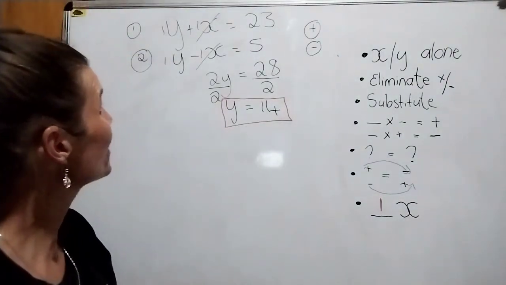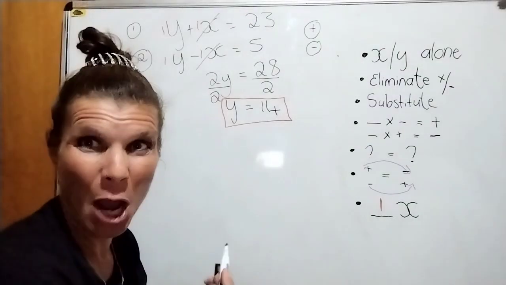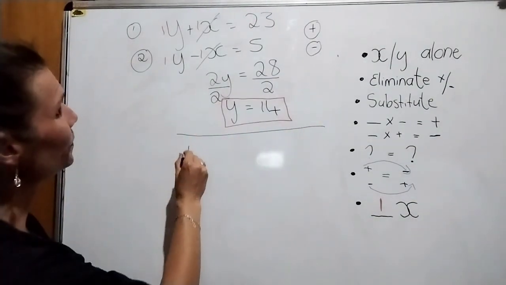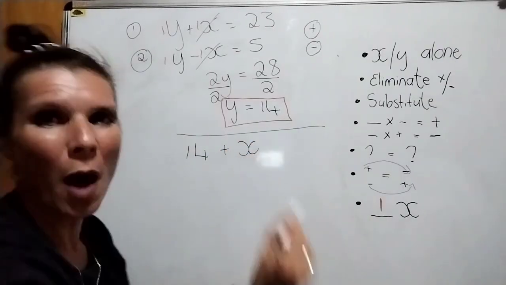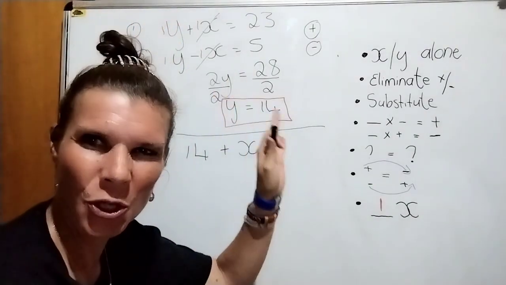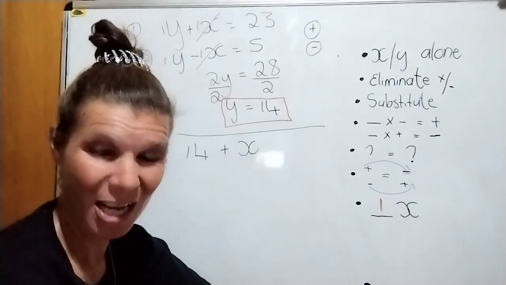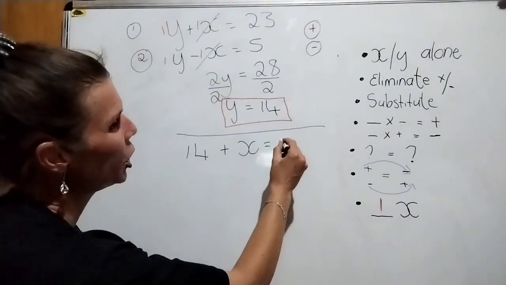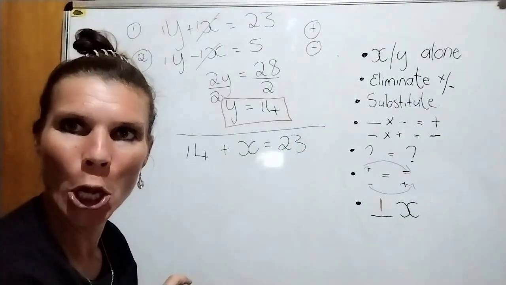Now it's time to go on for my x. I know now y is 14. 14 plus x. Why do I use my first equation? It's easier to work with pluses than with minuses, because a plus stays the same. Equals 23. I want to get my x alone.